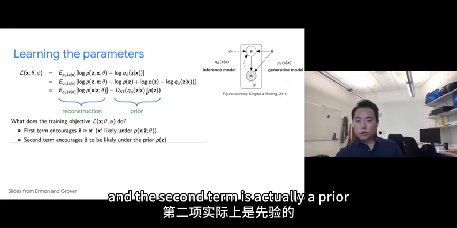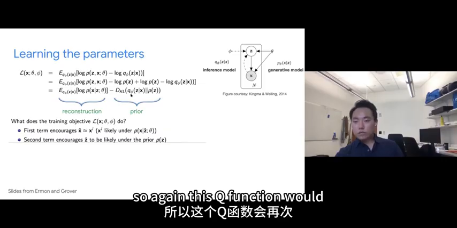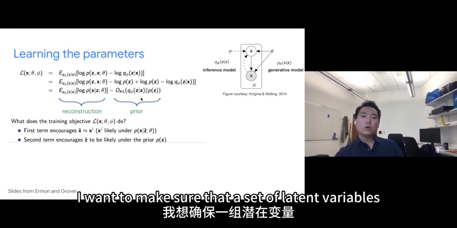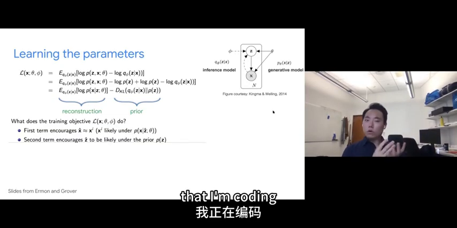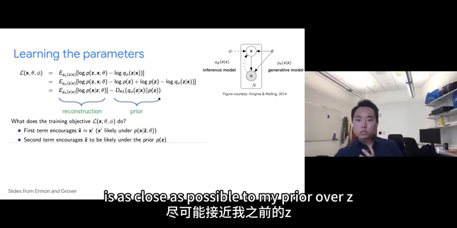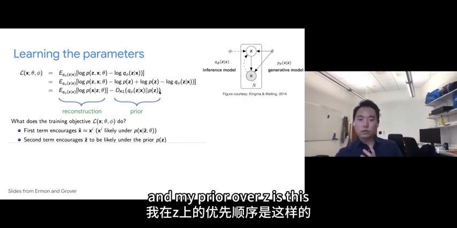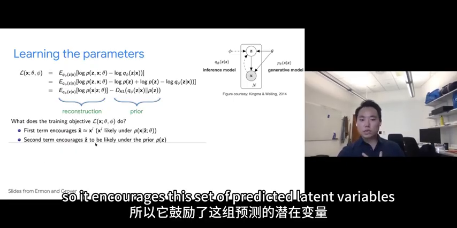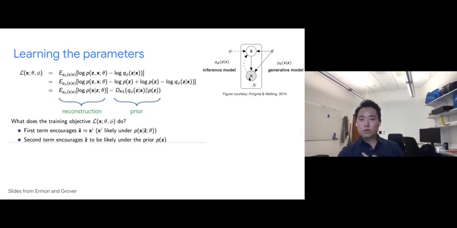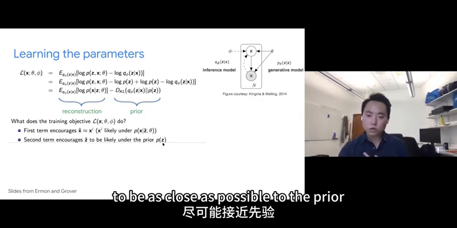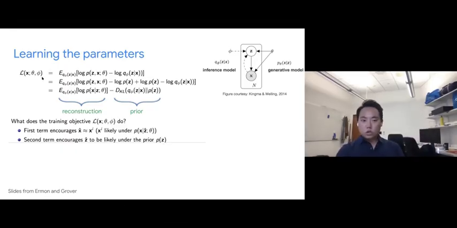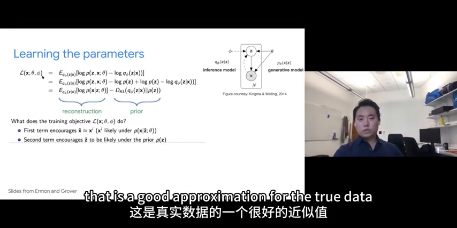And the second term is actually a prior. Again, with this Q function, we're taking your data x and encoding it into a set of latent variables. I want to make sure that the set of latent variables that I'm encoding using my data is as close as possible to my prior over z. And my prior over z is this Gaussian distribution. So it encourages this set of predicted latent variables through the inference model to be as close as possible to the prior. So all these derivations allow us to get the ELBO, which we know is a good approximation for the true data likelihood.